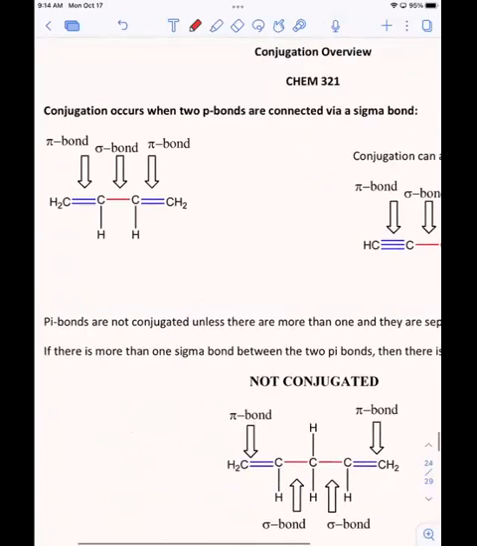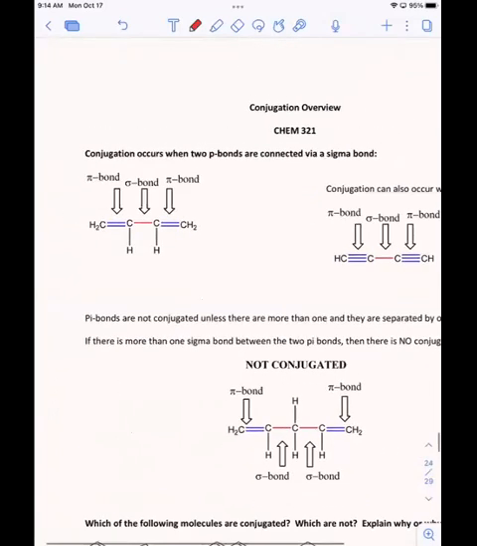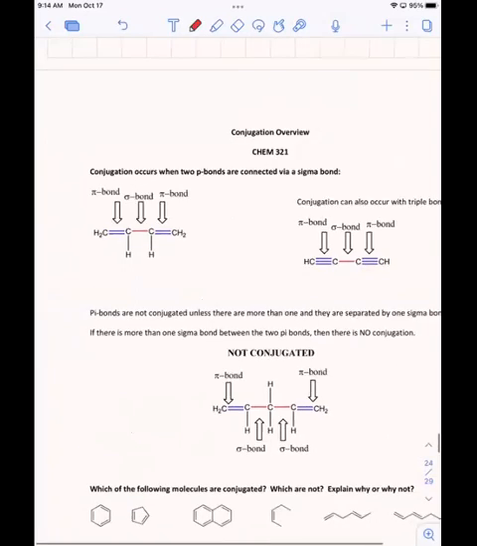All right. So let's move on to another part of the discussion. All right. So when you have conjugation, when that scenario is present, right? We already talked about the pattern, pi, sigma, pi. That's the basic definition: alternating double and single bonds, or pi and sigma bonds, directly alternating.